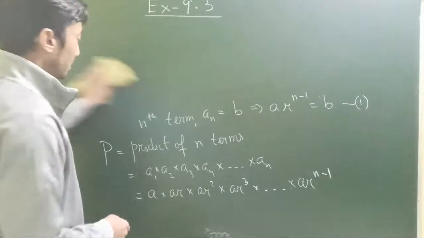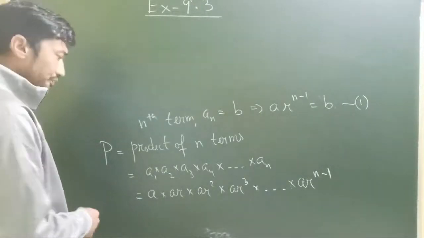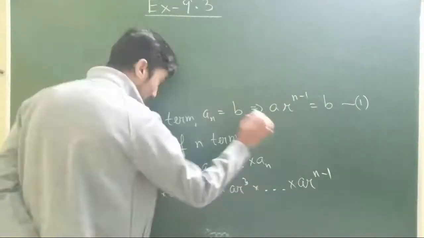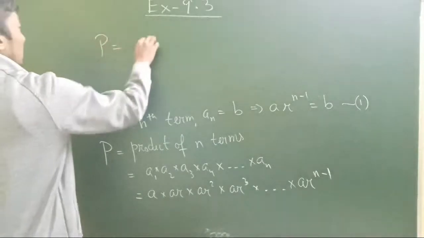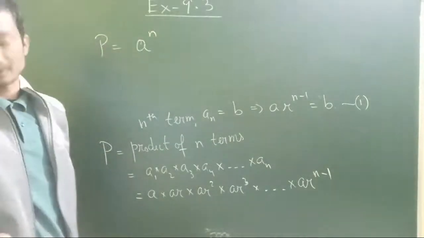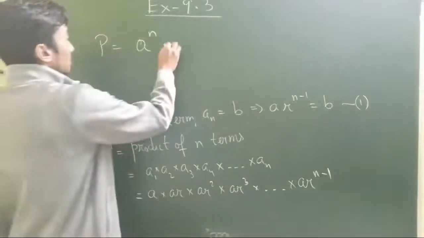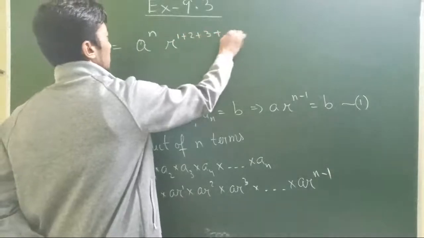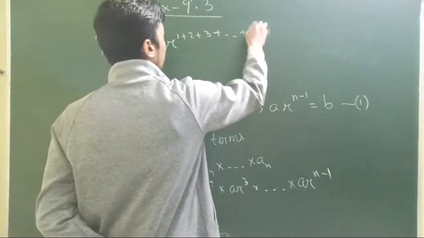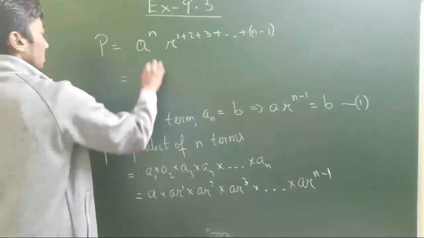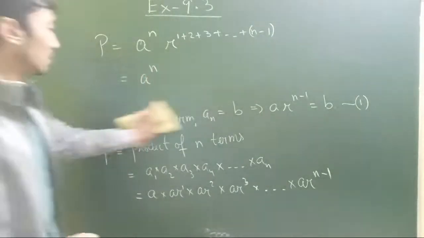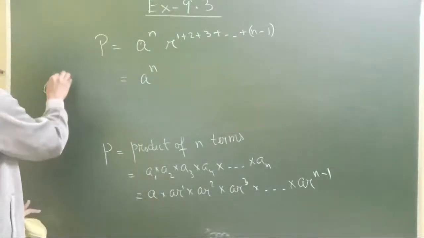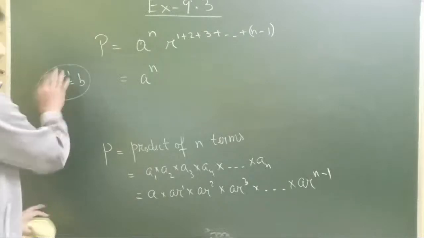So first I'm rubbing it off. Okay, so A, how many times? A, 1, 2, 3, up to n terms. So we have A up to n terms. I guess all of us can understand. R is like 1 plus 2 plus 3 plus up to n minus 1. So A power n, and for R we have n minus 1 terms. Let's not forget, A r power n minus 1 is equal to B, that's from equation 1. We might need that, so that's fine.